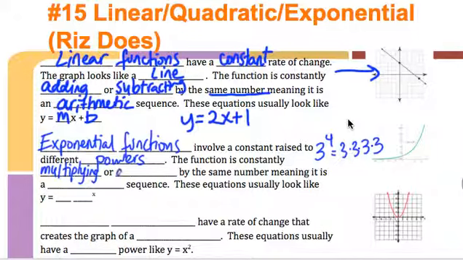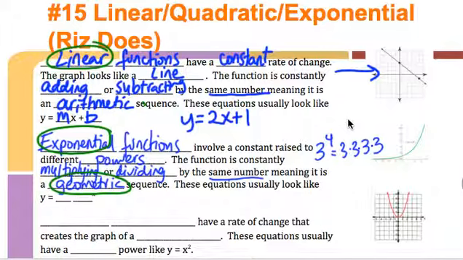or dividing by the same number, meaning it is a geometric sequence. So exponential and geometric, those mean the same thing, and linear and arithmetic, those mean the same thing.